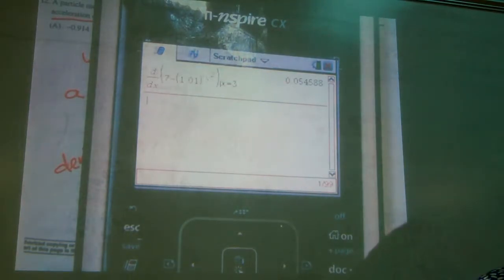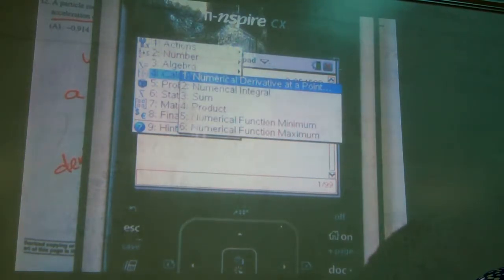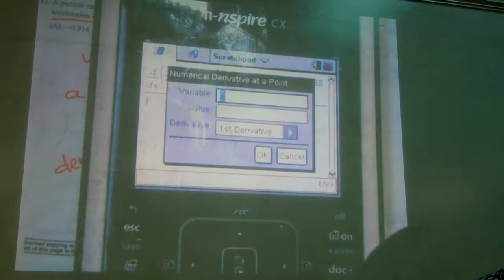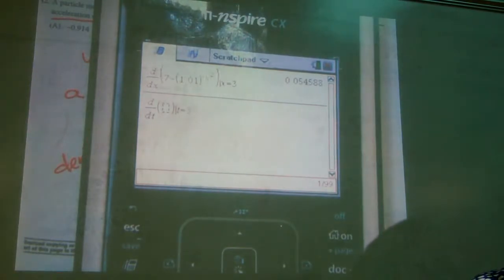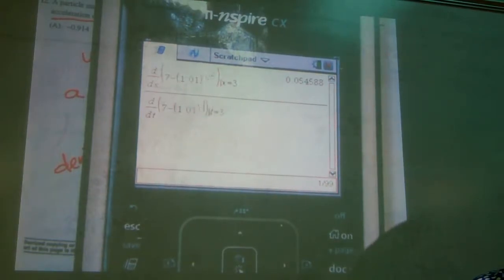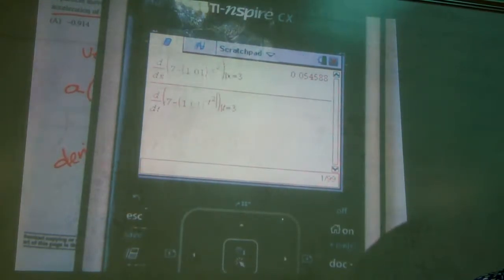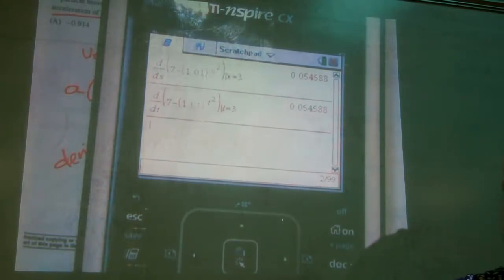Alright, so I did menu, calculus, numerical derivative at a point. And if you want to change the variable to t, it really doesn't matter. And then the value where we're wanting to do this at is at 3. And so then we would type in our little equation here. And we get 0.055.